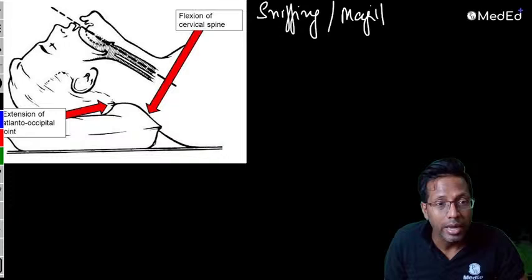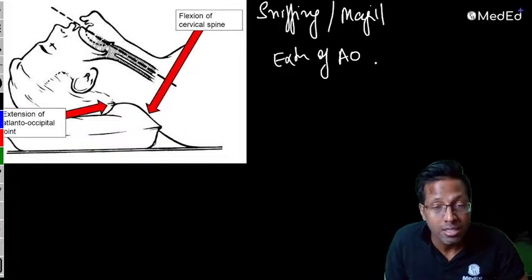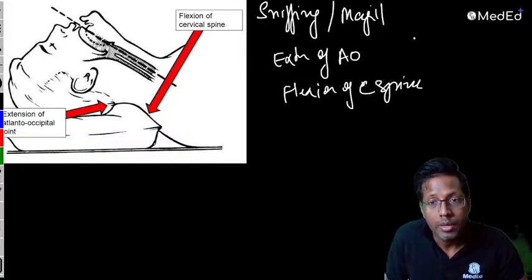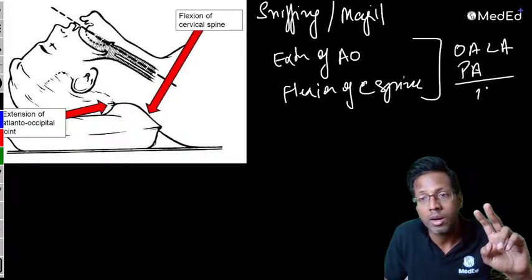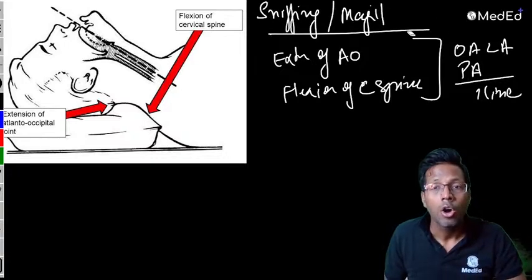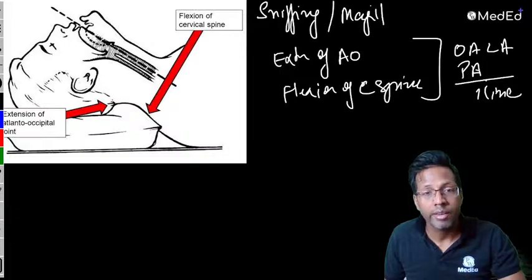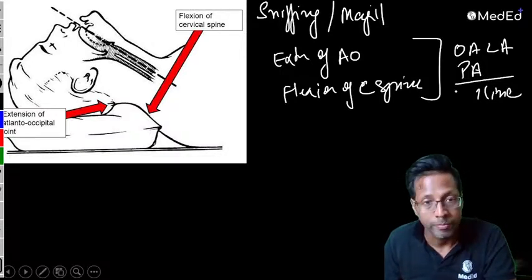What is happening is there is an extension of the atlanto-occipital joint, or head extension, and a flexion of the lower cervical spine. What happens? The three axes come in one line: oral axis, laryngeal axis, pharyngeal axis. They all come in one line, because of which your laryngoscopic view becomes easy. So this is called the sniffing or McGill position. It makes your view of the larynx and glottis easy.